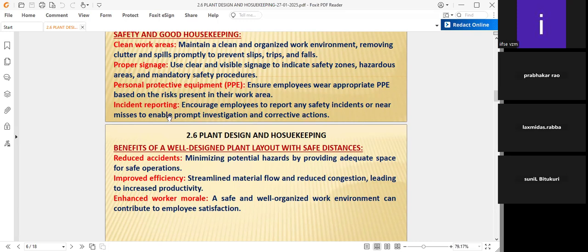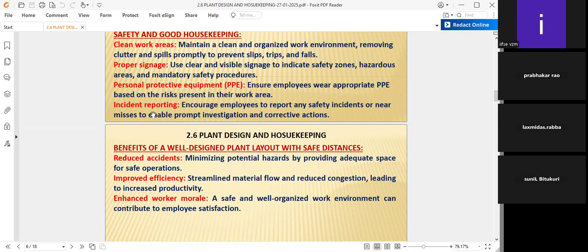The near miss also matters. If you ignore the near misses, different incidents will come. If incident investigation is avoided, it will definitely become an accident. If accident investigation is not proper, it becomes a fatality. Like this, one by one, they are interlinked. That's why they are interlinked.